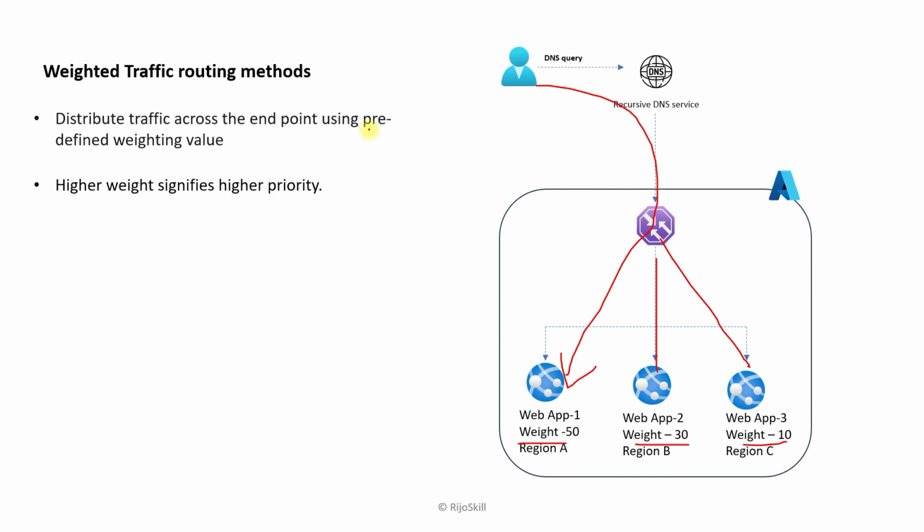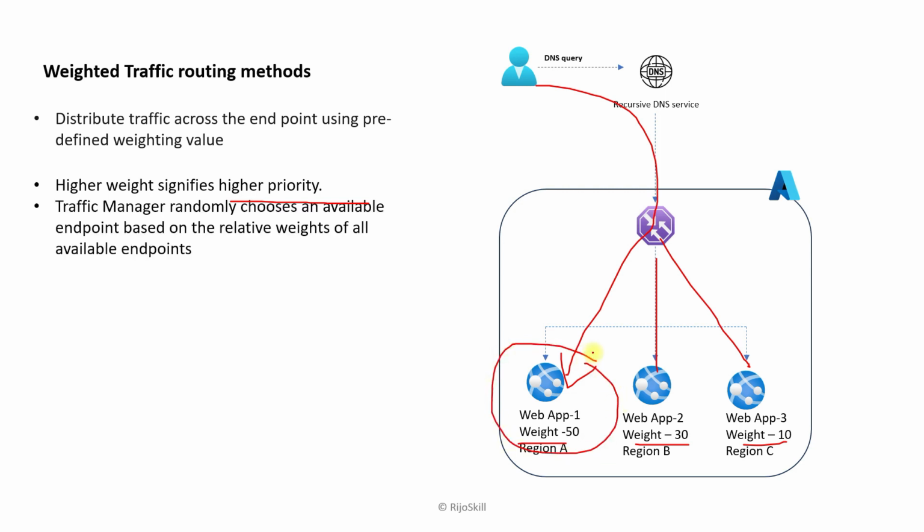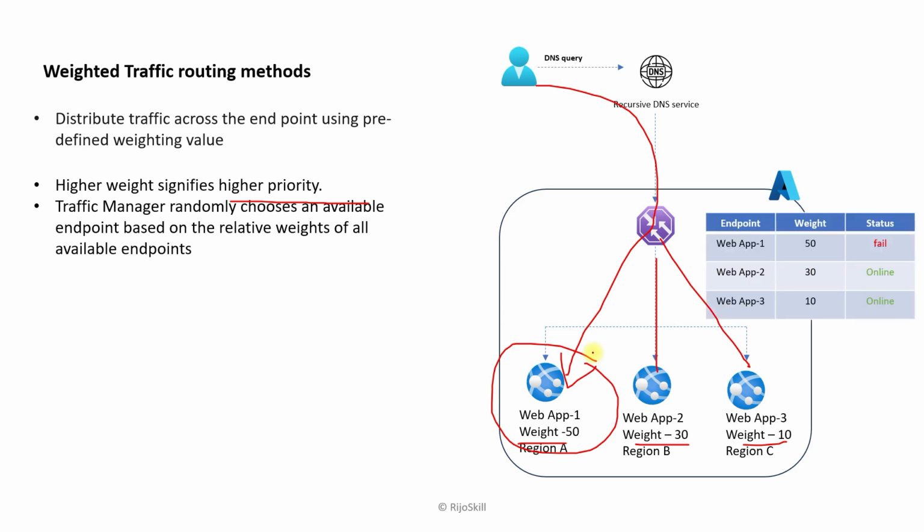So now you understand what weighted traffic is. Okay, a higher weight means a higher priority. So this is the higher priority one. And Traffic Manager randomly chooses the available endpoint based on their relative weight. So if, for example, your web app 1 fails or something like this, the traffic will again be routed to the weight 30 and weight 10. So more traffic will go to the weight 30. So now you understand the weighted traffic routing method.